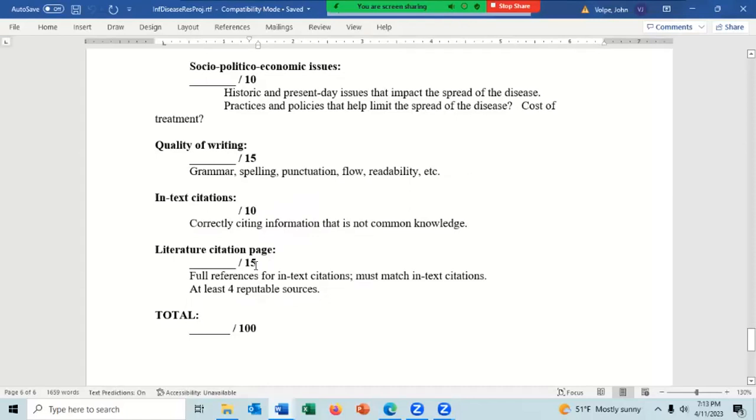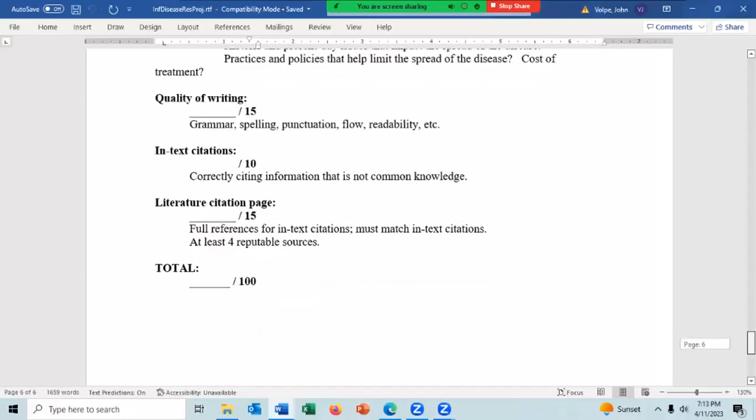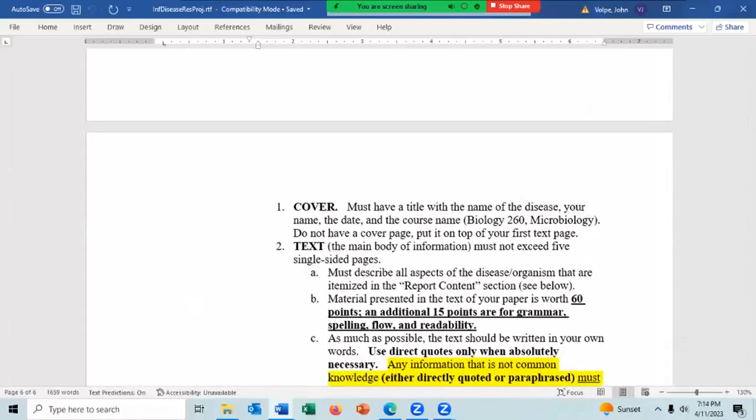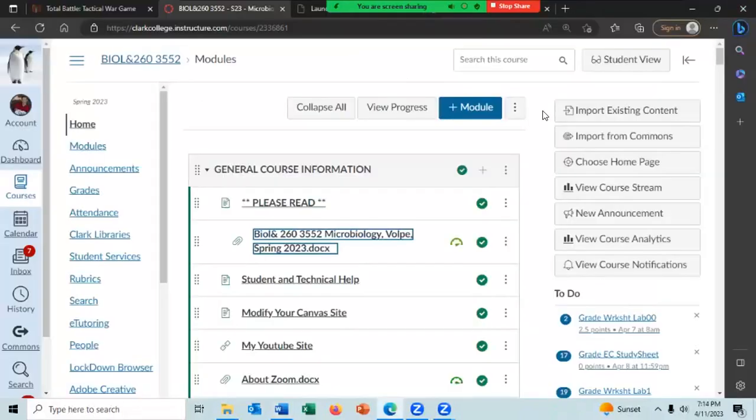Literature citation page, the formal formats are worth 15 points. You have to give full references for all your in-text citations. At least 4 of the references must be from reputable sources. And that'll be a total of 100 points. Any question about the grading or the project? All right, that's your infectious disease.